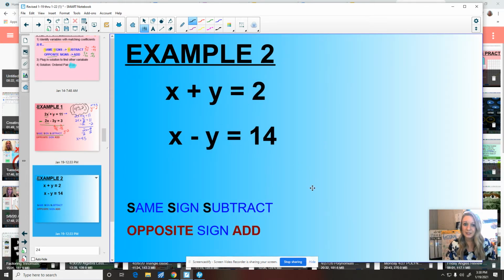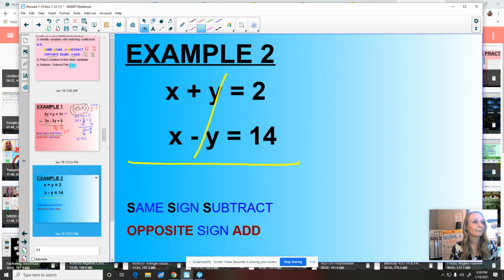This system's a little bit weird because technically you could eliminate your x's or your y's. It doesn't matter. You'll get the same solution. No. Let's eliminate y's. Why not? I've got a positive y and I've got a negative y. Because it's the opposite signs, we are going to add going down.